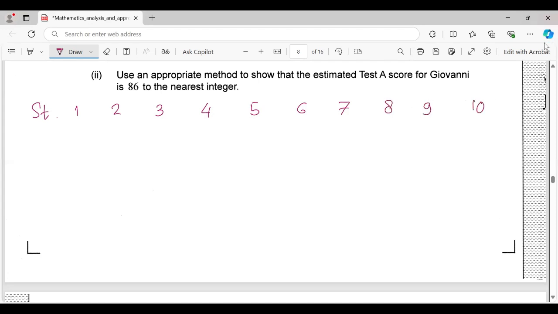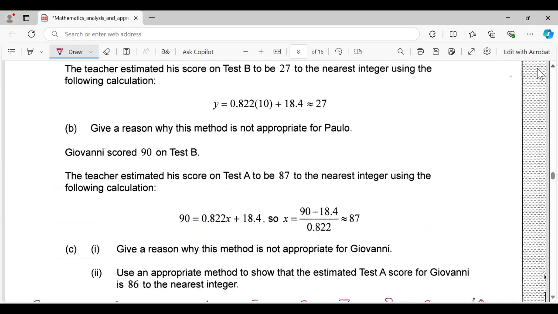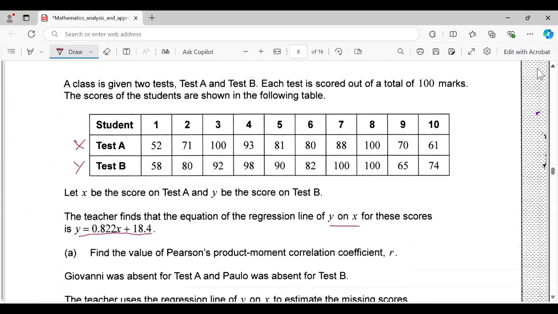3, 4, 5, 6, 7, 8, 9, and 10. Right, for test A, that's the result: 52, 71, 100, and so on until 61. For test B, the results are 58, 80, 92, and so on until 74. These are X and Y.